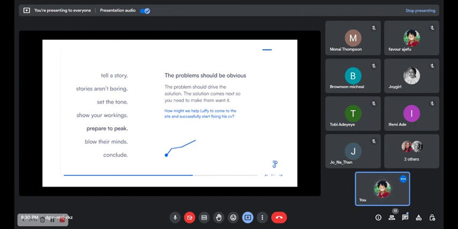How might we help Luffy to come to the site and successfully start fixing his CV? So how exactly can we help them? How is by now putting all the solutions that you have put together right in their face. Give them your end result and give it to them hot. You showcase all the results of your research and your brainstorming. You show your screens, you show the features.